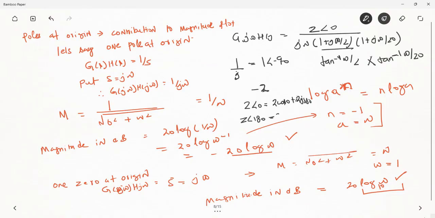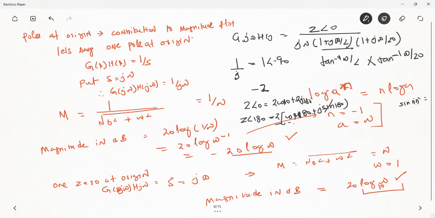So in that scenario, you have to take cos 180, right? Cos 180 plus j sin 180. Sin n pi is 0 always. So this will become minus 2. So this thing you have to keep in mind.